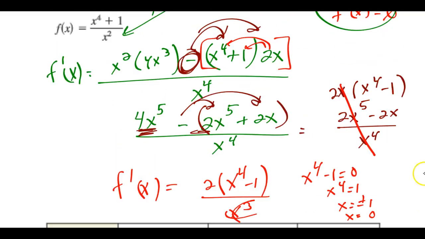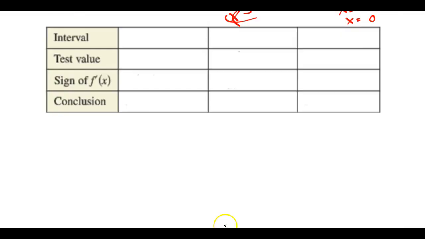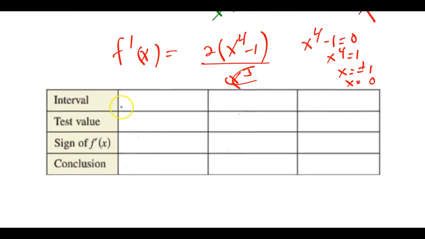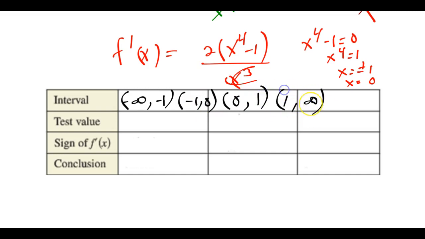And my intervals are then negative infinity to -1, -1 to 0, 0 to 1, and then 1 to infinity. I'll run some test numbers. I'll check -2, -1/2, 1/2, and 2. And I'll determine that the first derivative here is less than 0, greater than 0, less than, and greater, and I am alternating once again.